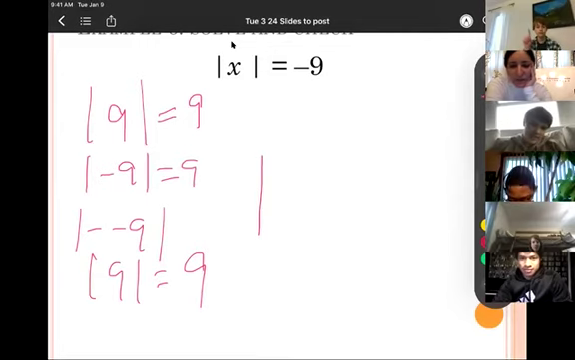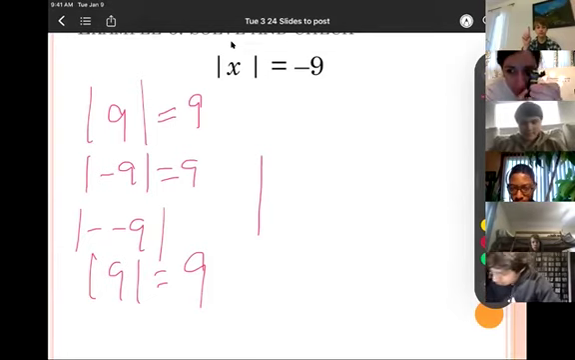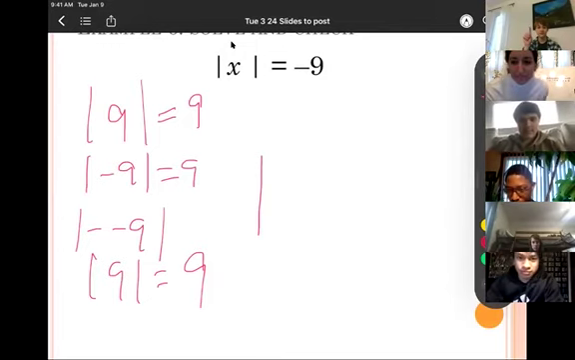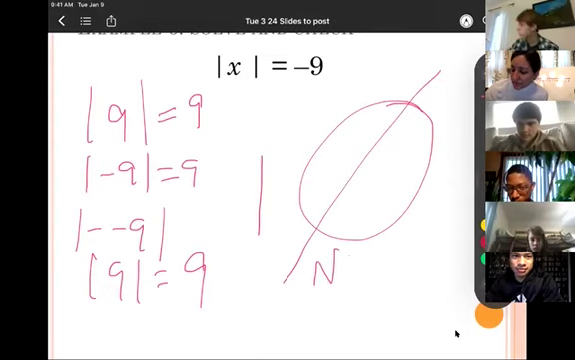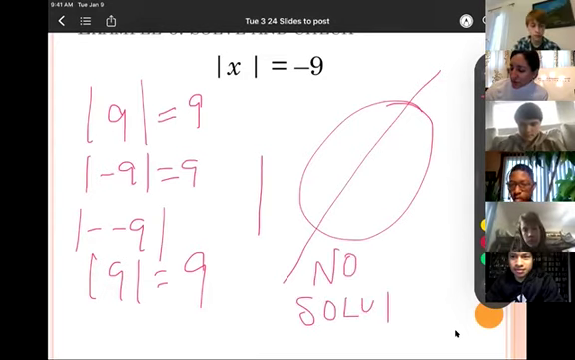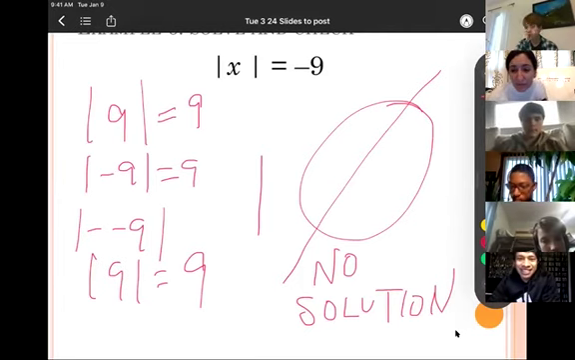Anyone have an idea about what the solution might be here? Anybody? David? Henry? No solution. There's no possible number that I can put in there that's going to give me a negative back. All right, not an option.